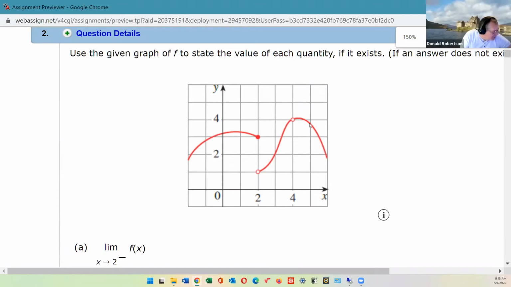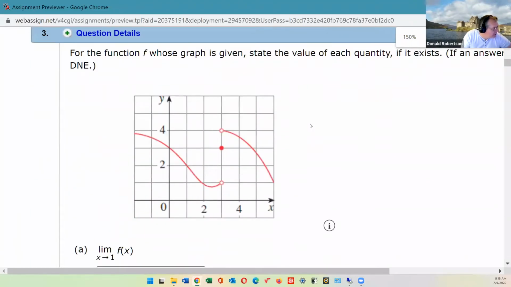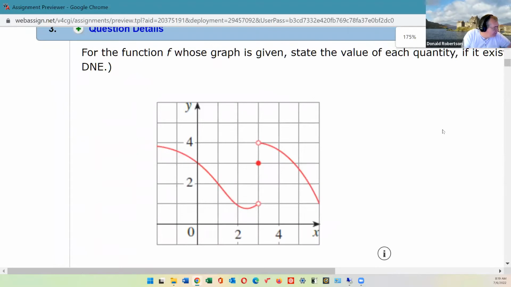Hopefully, the more of these you see, the more comfortable you become. Okay, this one doesn't have much going on in it, but what's the limit as x tends to 3 minus? 1. What's the limit as x tends to 3 plus? 4. Does the overall limit exist in this picture? No. Move on.